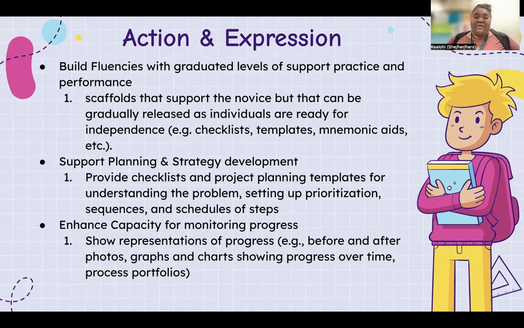Enhance capacity for monitoring progress, so show representations before and after. For me, pretty much that means my students do a lot better in tracking themselves and their progress.